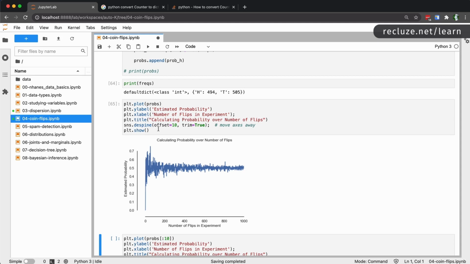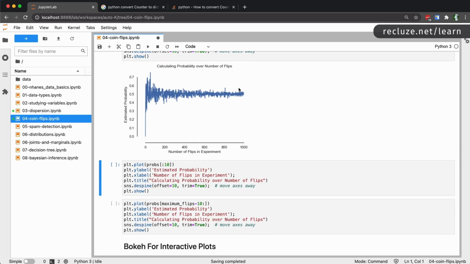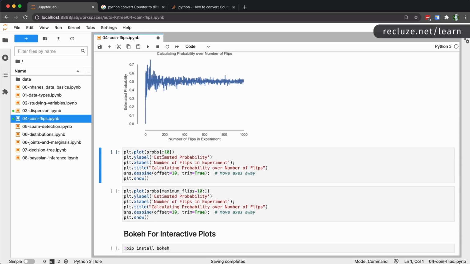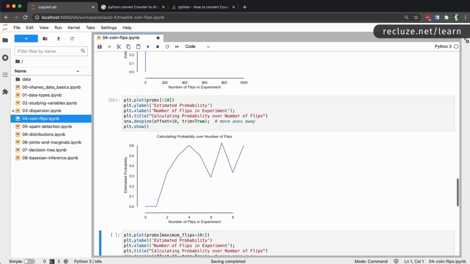Okay, so we are just plotting that. What if we want to take a look at what's happening at the beginning over here or at the exact end over here? We can output the same thing, except we are not going to output all the probs. We are going to output only the first 10 probabilities. Okay, so we can do that. You can see that it started at 0, remained at 0, jumped to 0.33, and then to 0.6 and so on, and then it started oscillating over here.